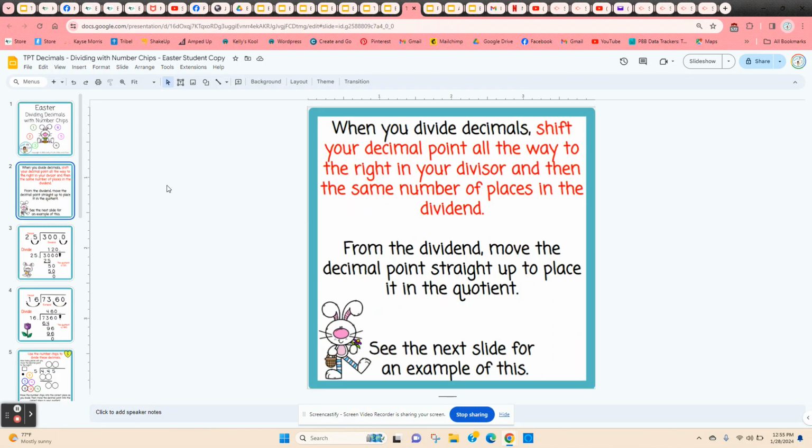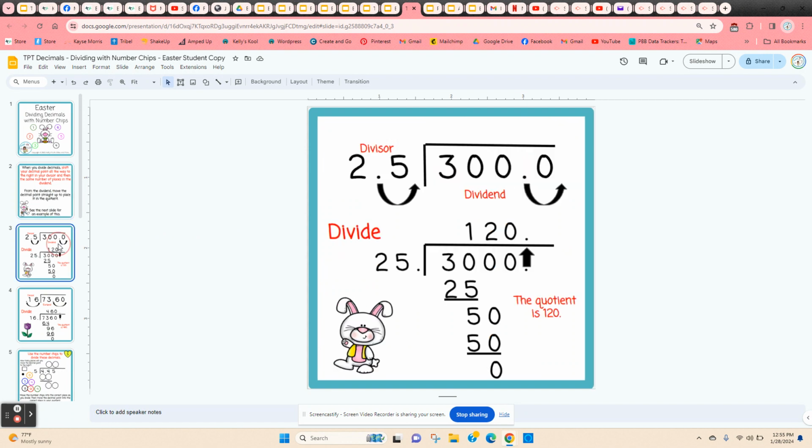So the lesson starts with explaining to the students how to move the decimal point before they divide. They're going to shift the decimal point all the way to the right in their divisor, and then the same number of places in the dividend. And then it gives them a couple of examples. So here's where we're going to move the decimal point one place to the right in the divisor, same thing in the dividend.